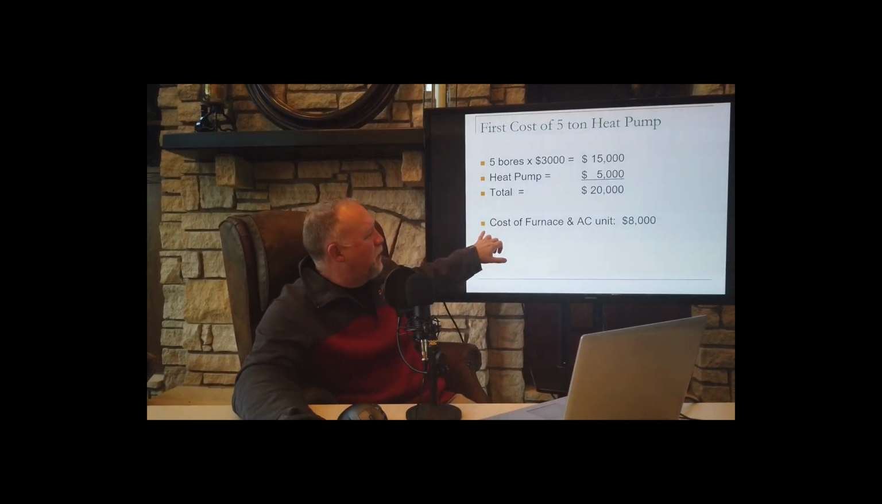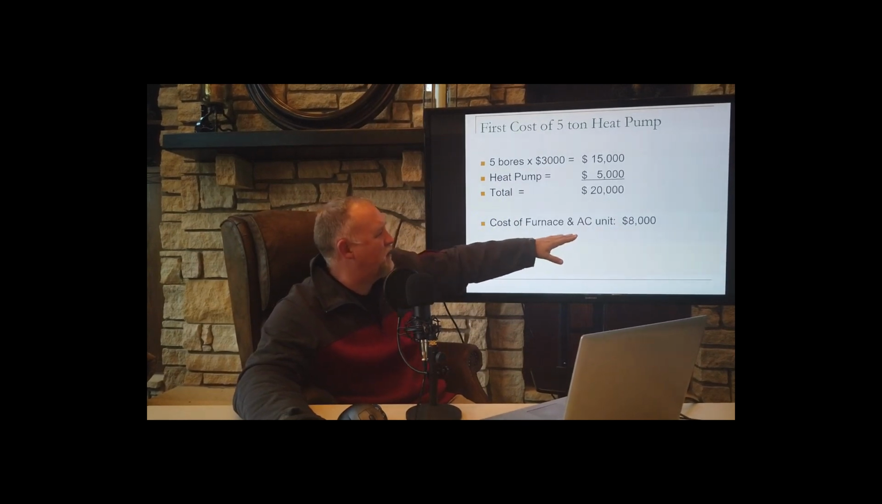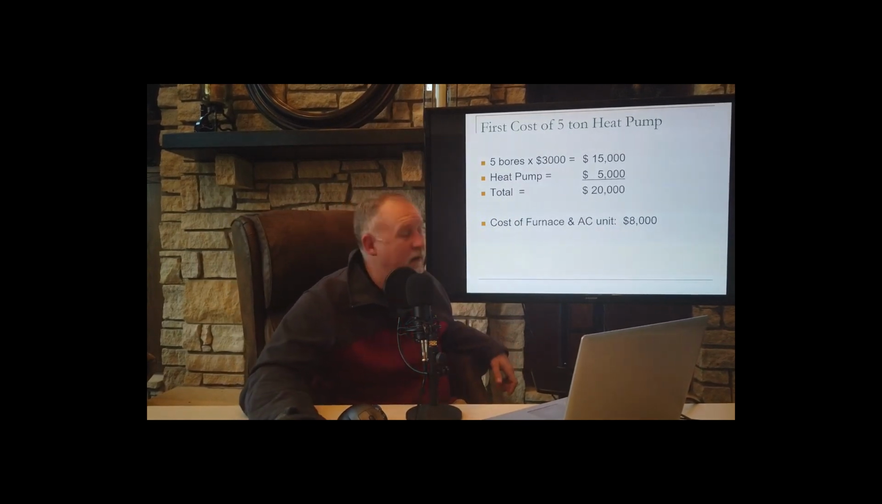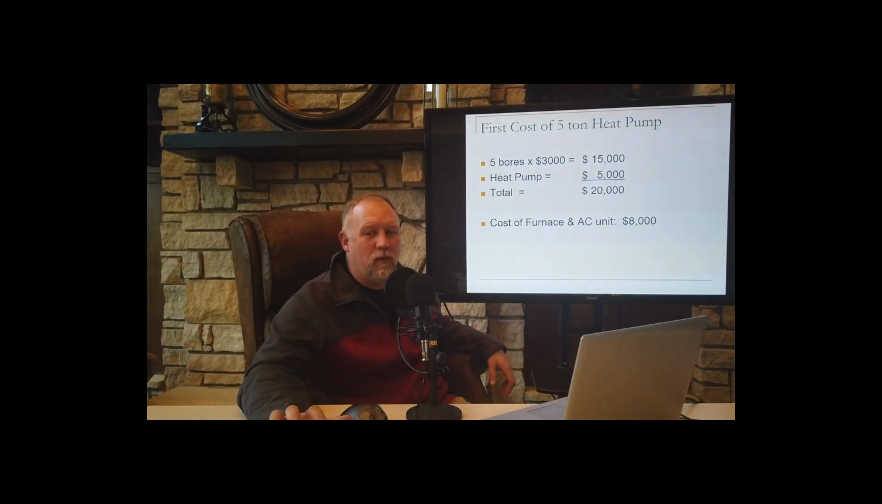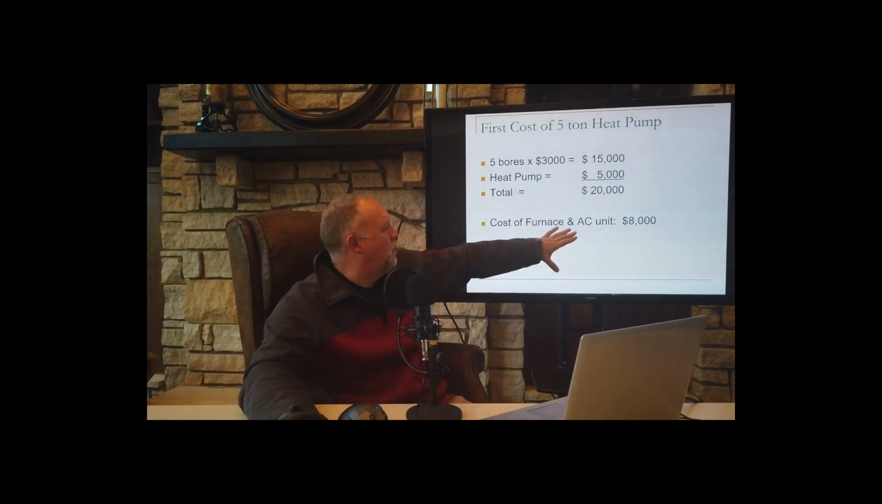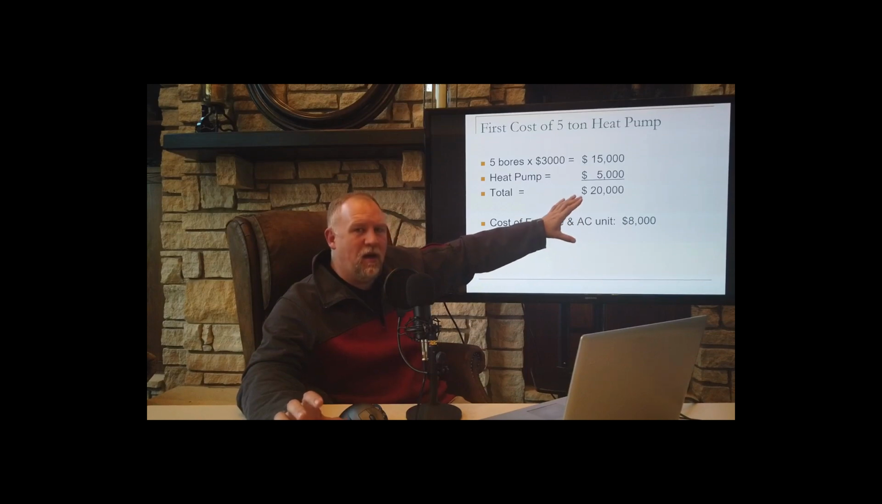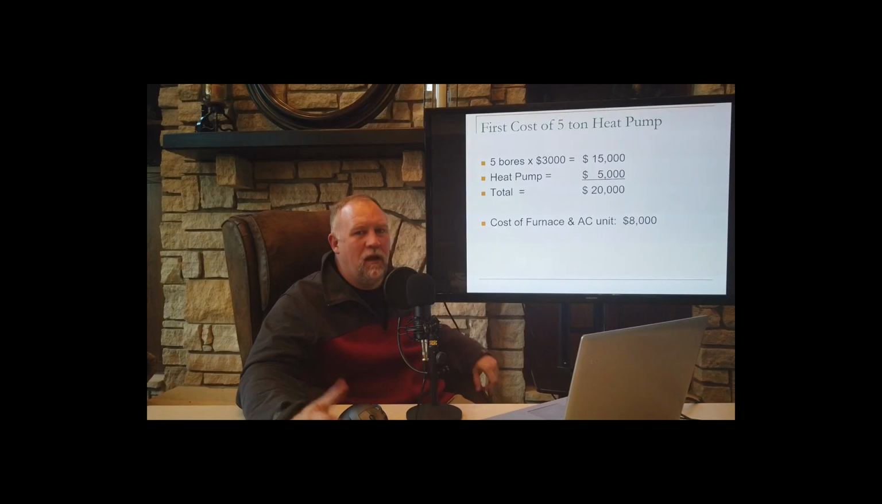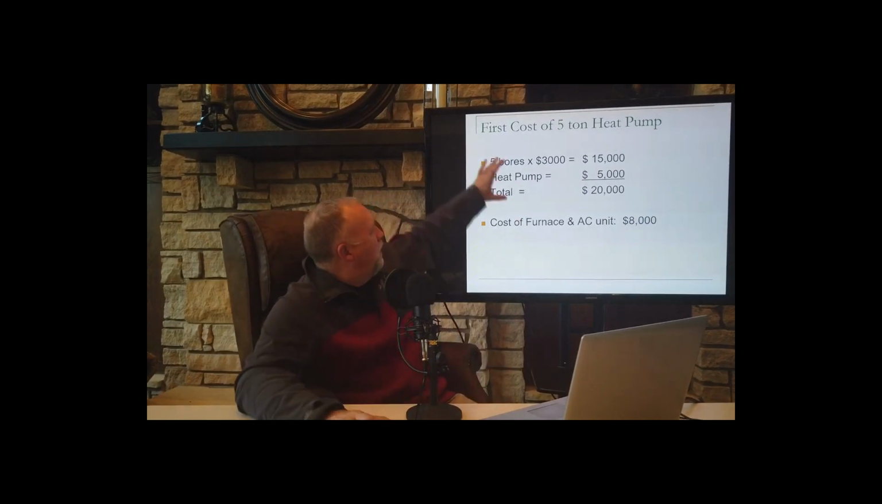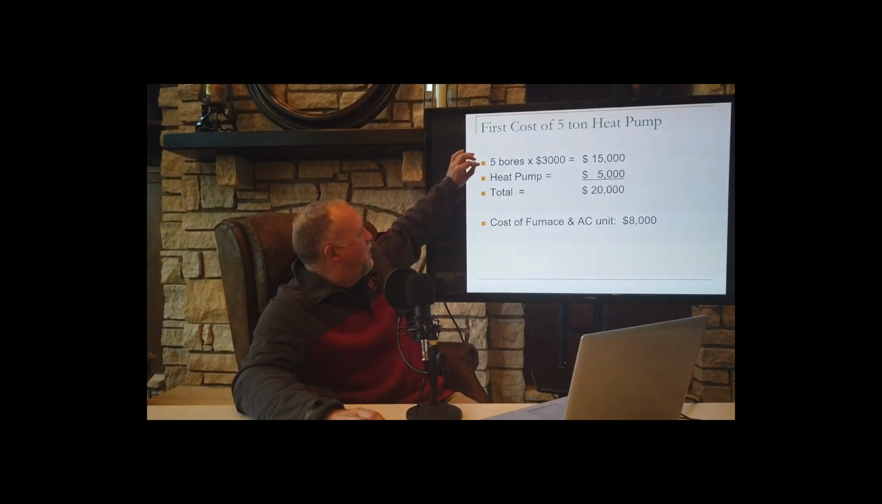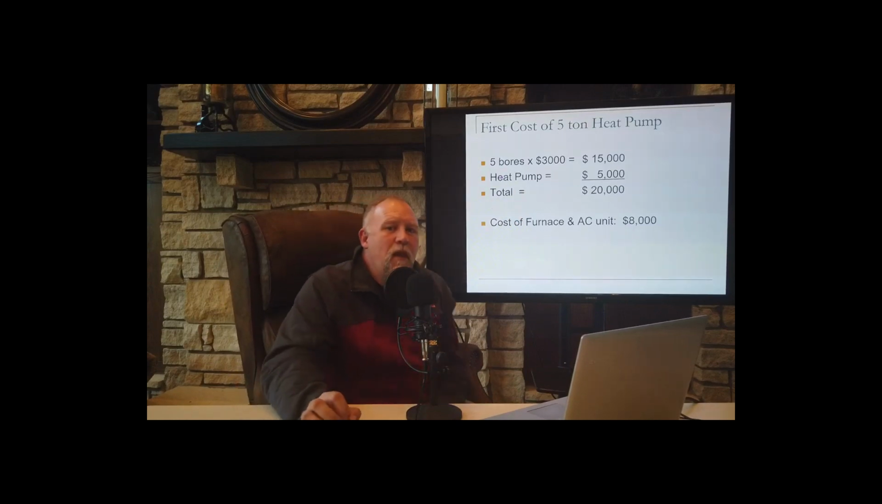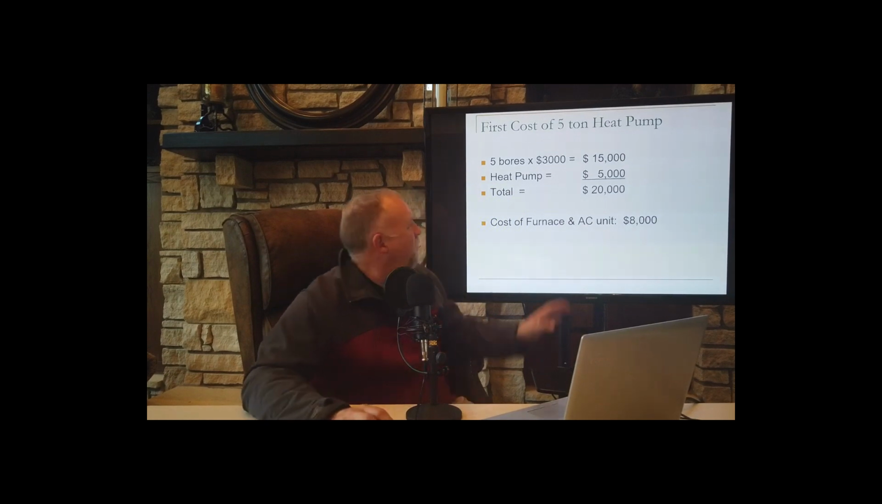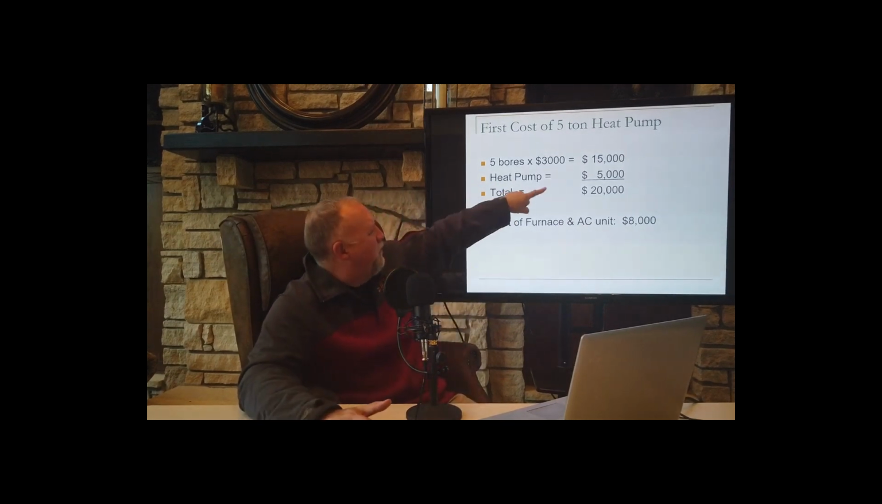If he could replace his existing unit for $8,000, and that's a pretty good number. Just last year, we had to replace a furnace in our house. So think of that as the cost to pull an old one out and put a new furnace and air conditioning unit in, $8,000. Then the cost to pull the old furnace out and replace it with a heat pump that used the same ductwork and everything, notice the cost here, about $5,000 for a 5-ton heat pump.